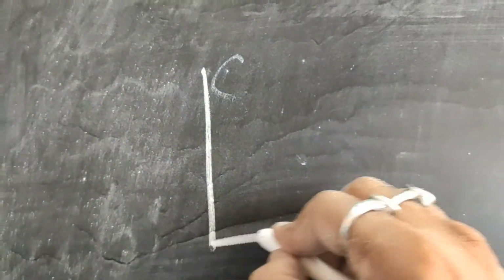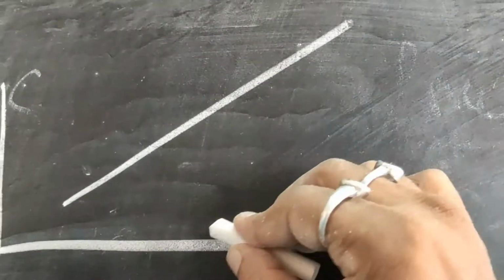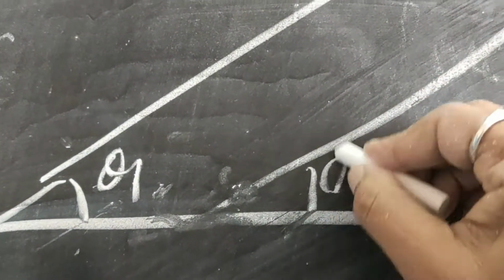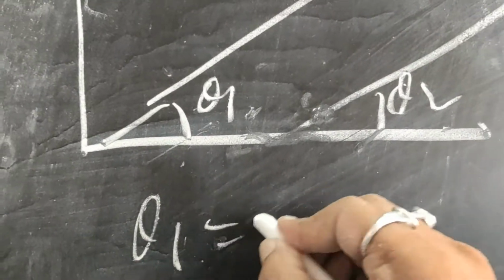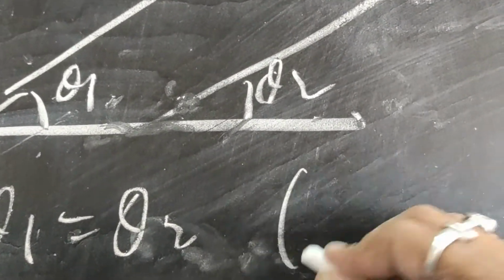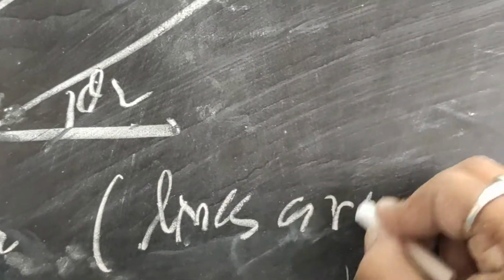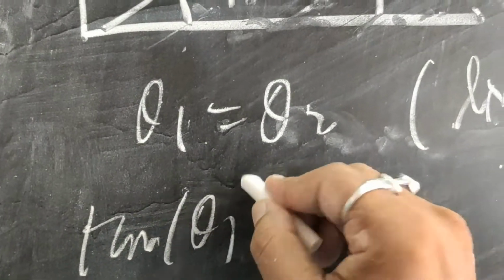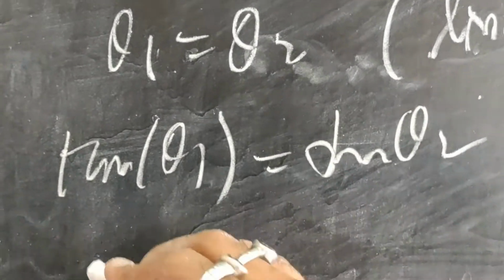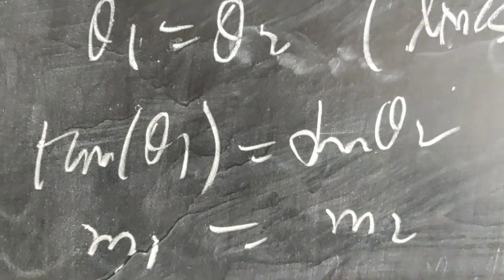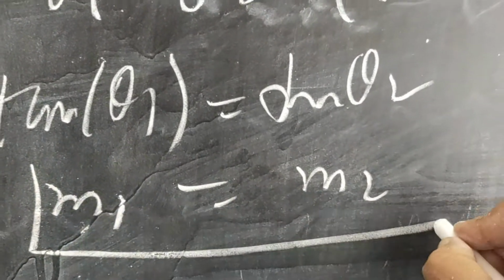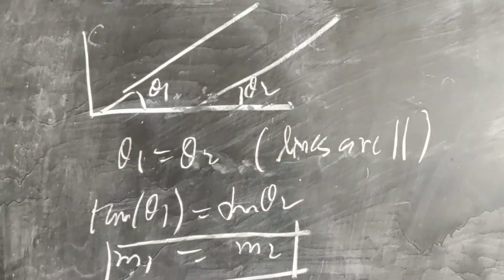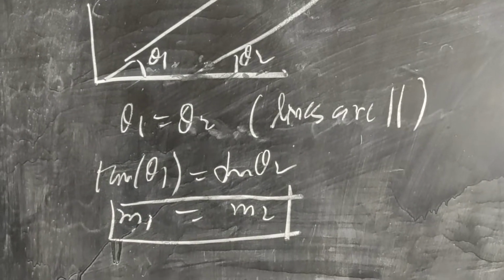Now student, look here, there are two parallel lines. So we can say this inclination will be equal. Theta 1 equal to theta, equal when? When lines are parallel. So inclination will be equal. Taking tan both sides, tan theta 1 equal to tan theta, we can say their slope will be equal. So for parallel lines, we can say slopes are equal, right?